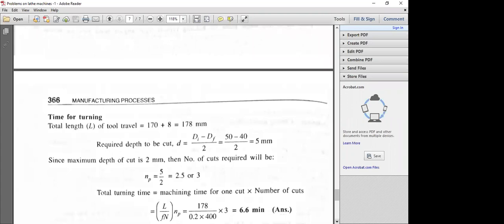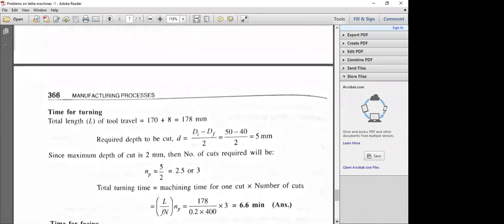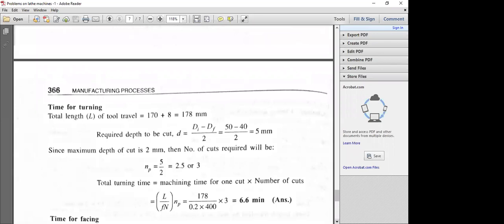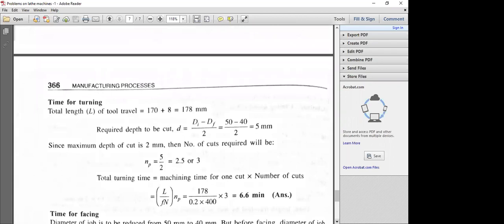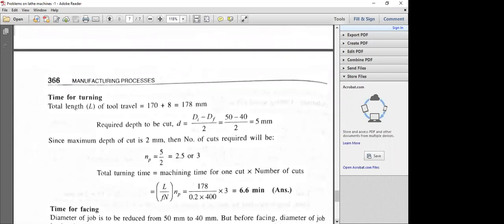Machining time for one cut is L by F N, into Np. So that is 178 by the feed rate 0.2, N is given as 400 RPM, and the number of passes, or number of cuts, is 3. So this is 6.6. He has asked for the time separately, so here you have to calculate the machining time for turning as well as the machining time for facing operation.